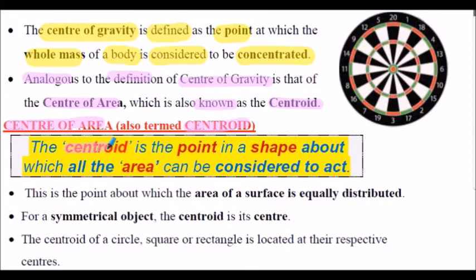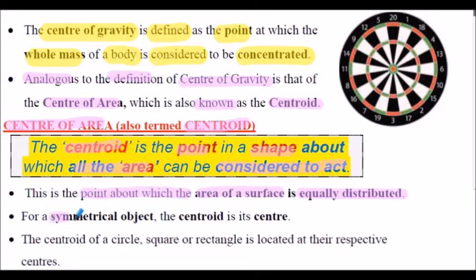The centroid is the point in a shape about which all the area can be considered to act. This is the point about which the area of the surface is equally distributed. So above and below the centroid, the area of the section should be the same, and to the left and the right of the centroid, the area should be the same.